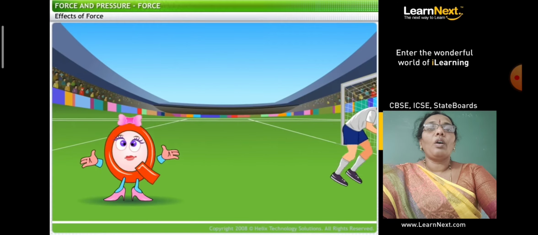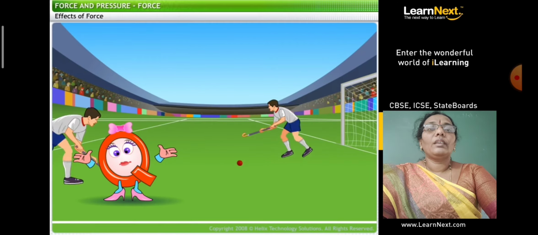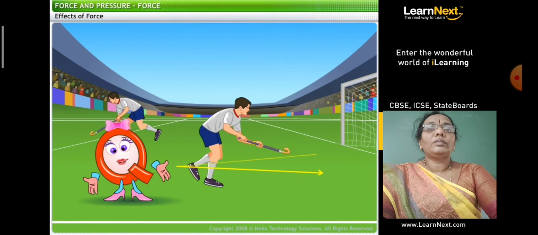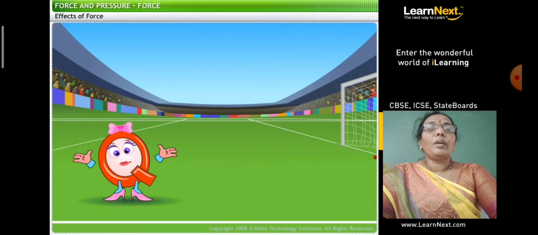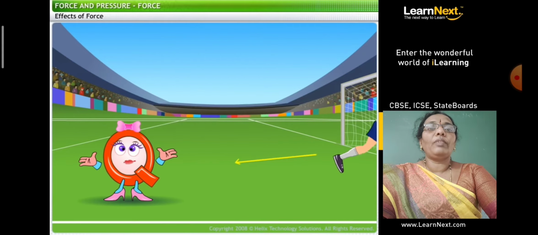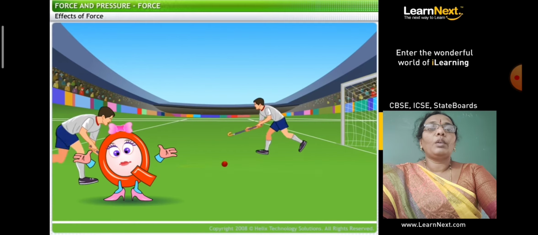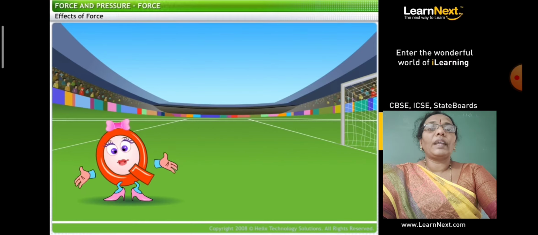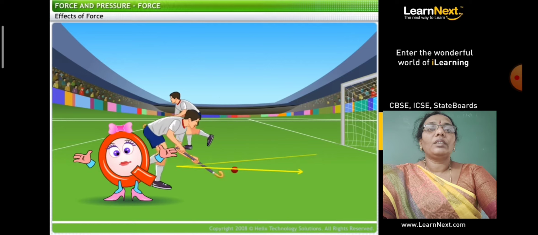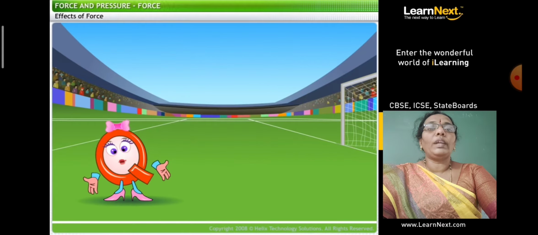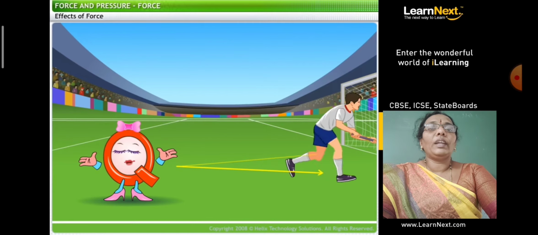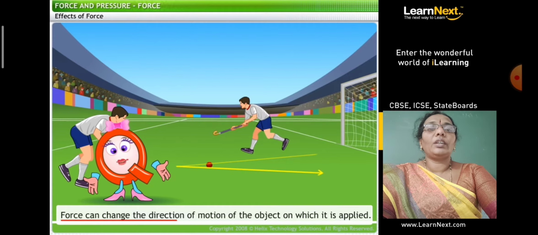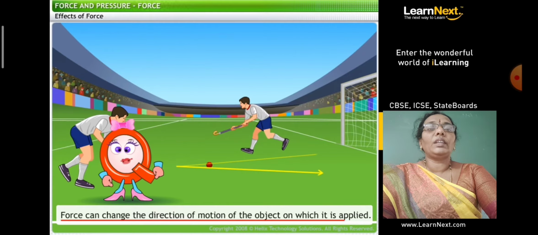Now we'll go to the hockey ground. Here you can see the boy is pushing the ball to make the goal. The ball is made to move in a different direction by flicking the hockey stick. The ball is made to move at more speed so that it can make a goal. So here the direction of a moving ball is also changed by flicking the hockey stick. Force can change the direction of motion of an object on which it is applied.